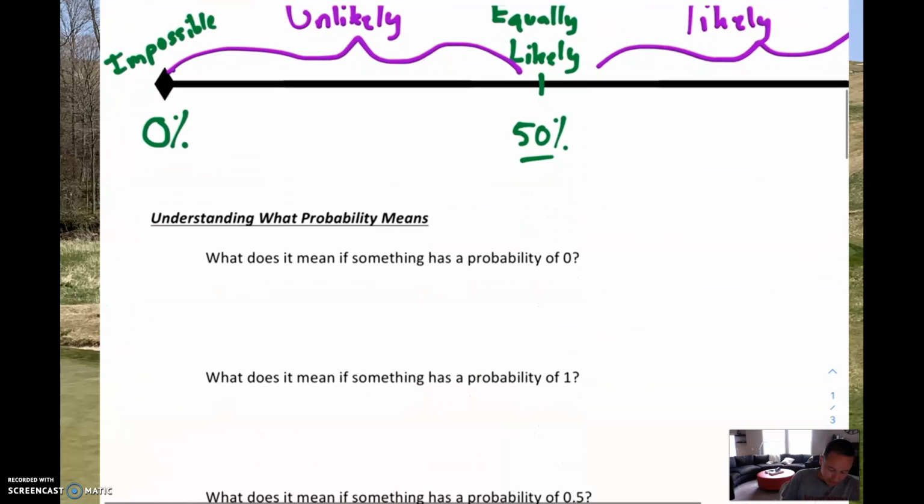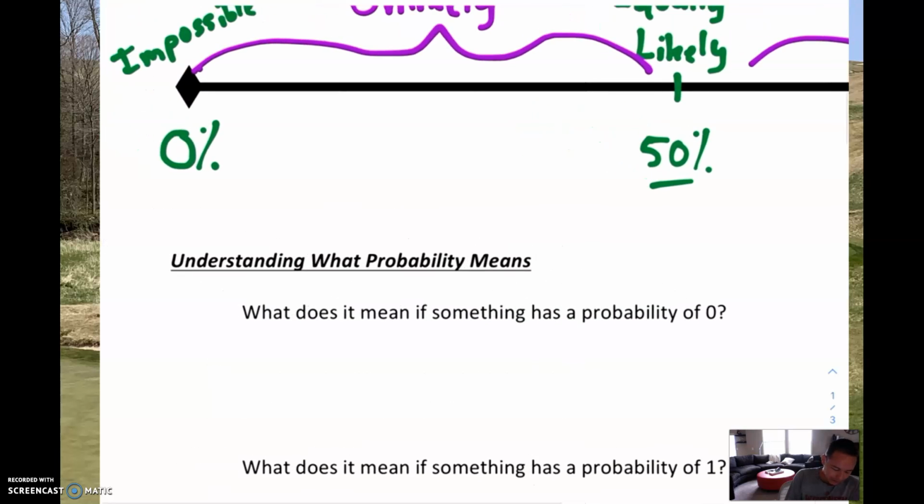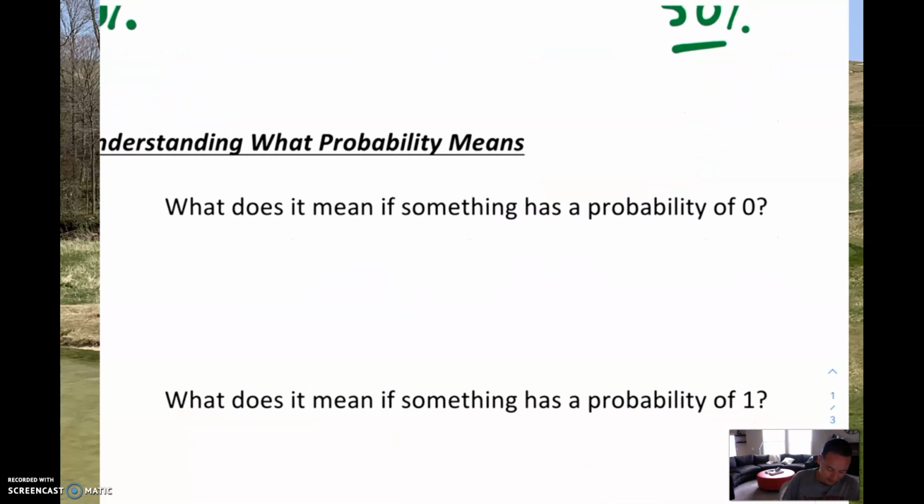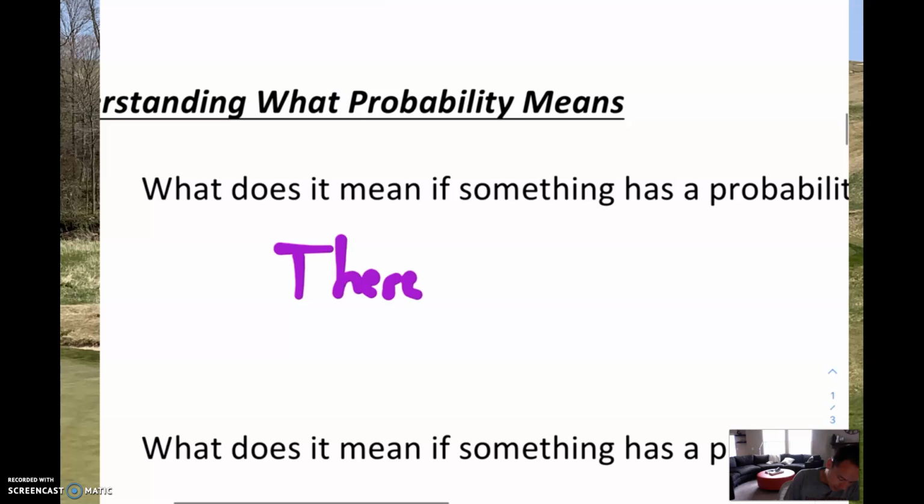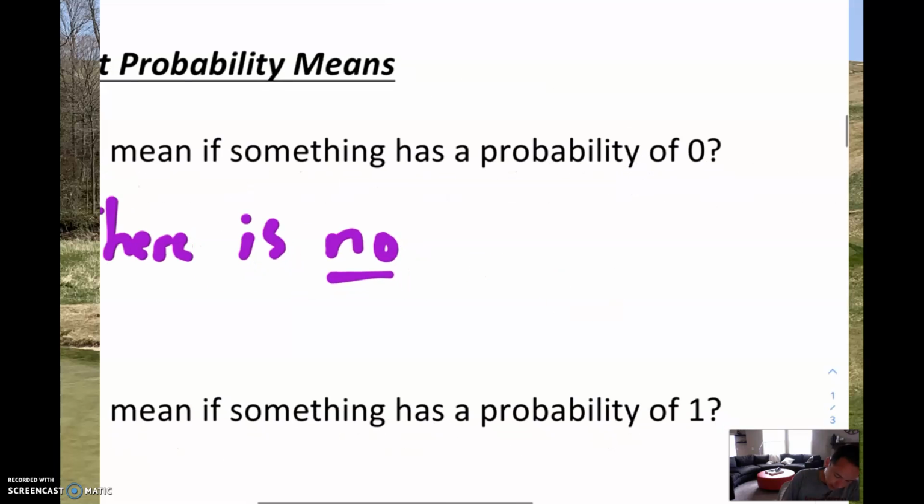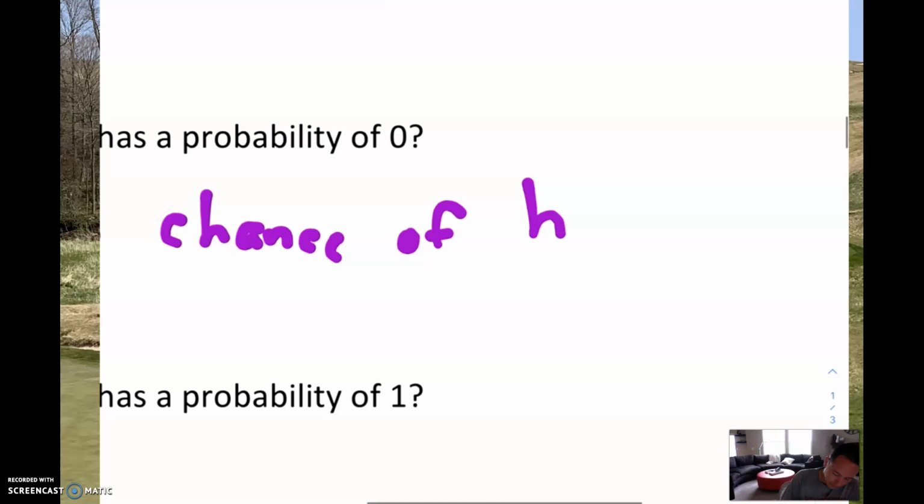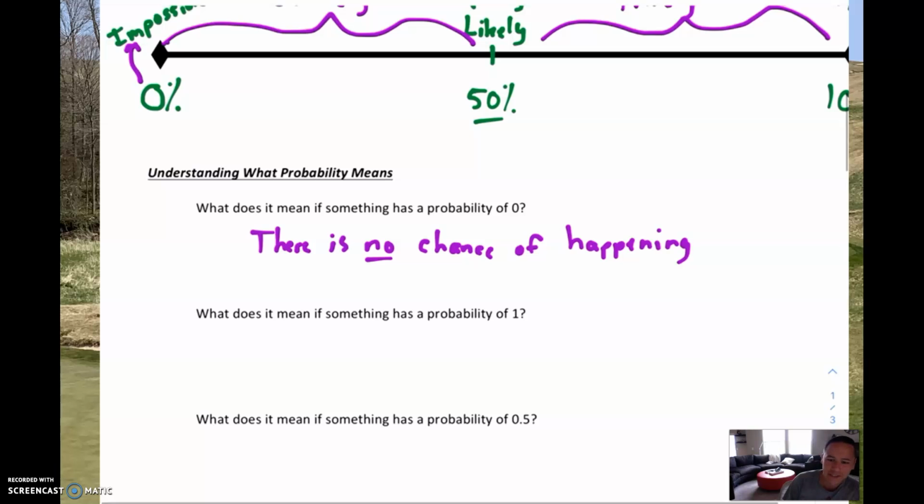What does it mean if something has a probability of 0? Well, if you look over here at 0, we said that is impossible. That means it has no chance of happening. So in your mind, try and think of things that there is no chance of happening. What's the chance that it will literally rain cats and dogs? Like you will have cats and dogs pouring down from the sky. That does not have a chance of happening.